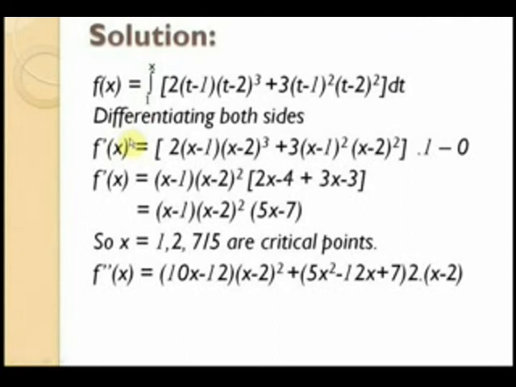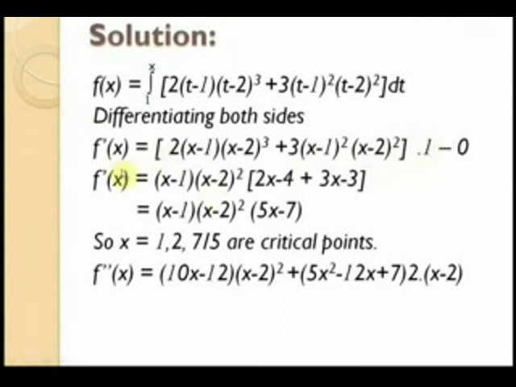So the first step would be differentiating both sides with respect to x. And for differentiating an integral, we have the Leibniz rule. So we apply the Leibniz rule to calculate f dash x, and so f dash x would be equal to 2 times x minus 1 into x minus 2 whole cube plus 3 times x minus 1 whole square into x minus 2 whole square into 1 minus 0.